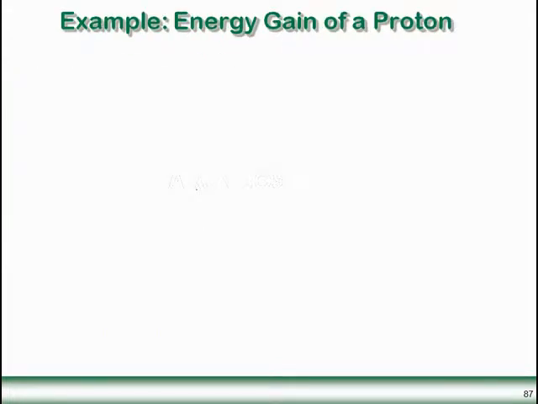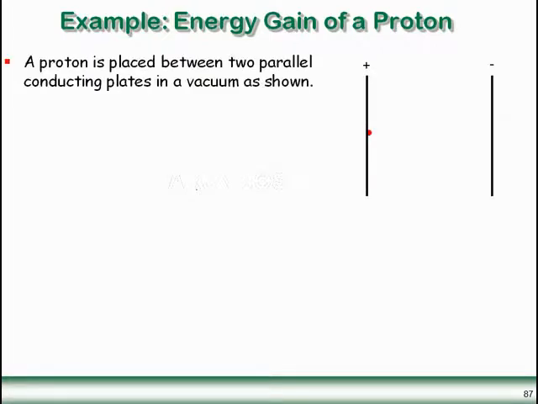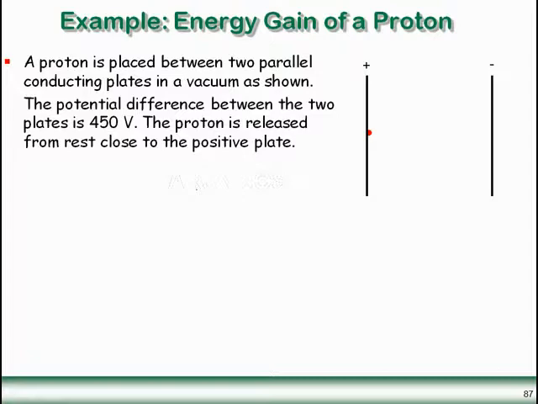Now I am asking you a simple question. Try to solve it. This red color proton is placed between two parallel conducting plates in vacuum as shown. The potential difference between the two plates is 450 volt. You can say the positive plate is number 1, and the negative is number 2, and it is given that V1 minus V2 is 450 volt.